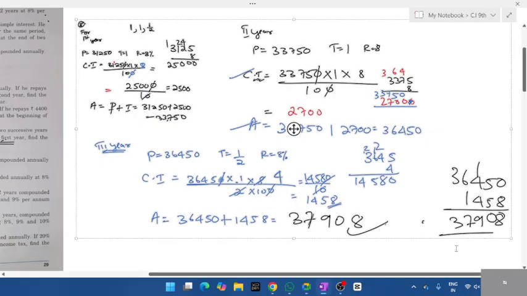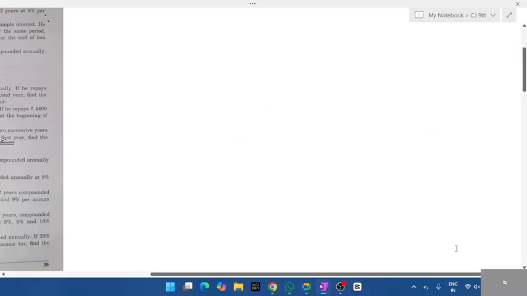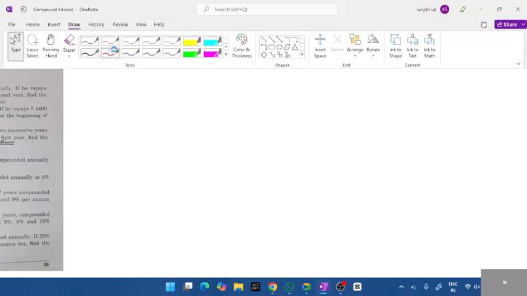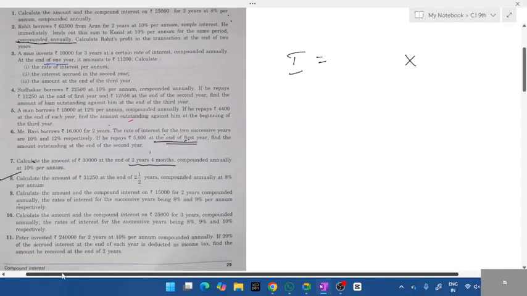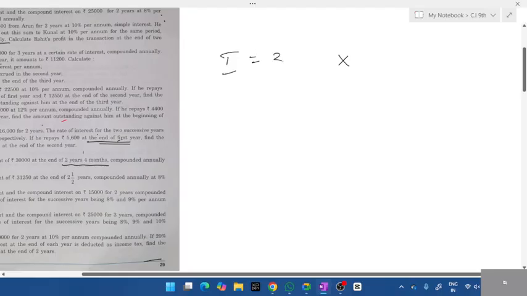Fine. I'll erase this. What if this question was compound interest? If they have told you all to find compound interest, how will you solve? How will you all solve for compound interest? Interest is equals to, tell me the principal given. What's the principal? 31,250. 31,250 into time, 2 1 by 2.